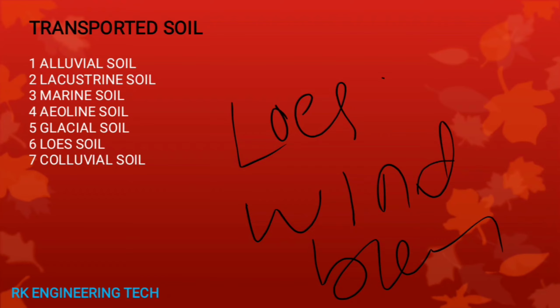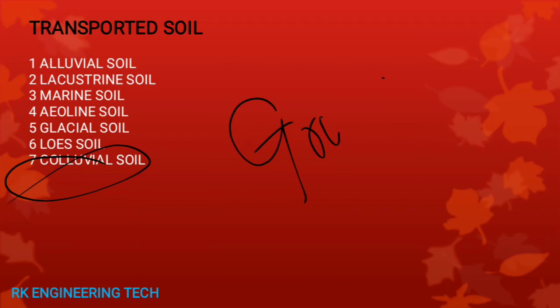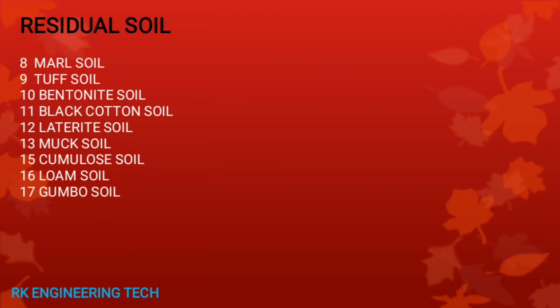And next, the last one of the transported soils, this is the colloidal soil. This is one of the unique ones. This is transported by gravity, and basically it's found in Himachal Pradesh. You have to remember this colloidal soil is taken out by gravity. Am I right? So I hope these 7 transported soils are clear. So let's proceed further. We'll see residual soil.